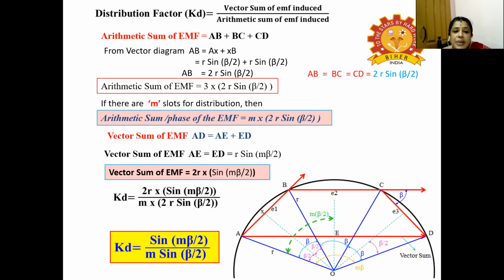So the vector sum will be AD is equal to AE plus ED. The vector sum AE is equal to ED, that will be equal to R sin M beta by 2. So the total Kd is equal to sin M beta by 2 divided by M sin beta by 2.